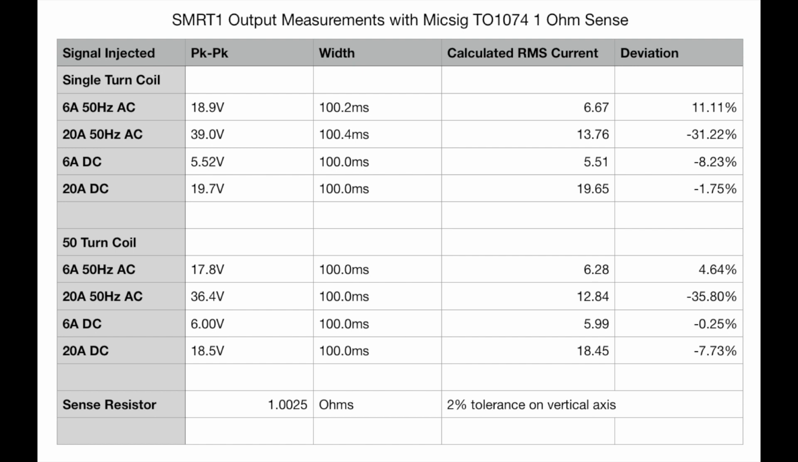And you can see we don't have a particularly good set of results. DC readings are somewhat better than the AC readings. Both the 20 amp AC readings, we are -31% for the single turn and -36% for the 50 turn deviation from the 20 amps, which is not good at all.